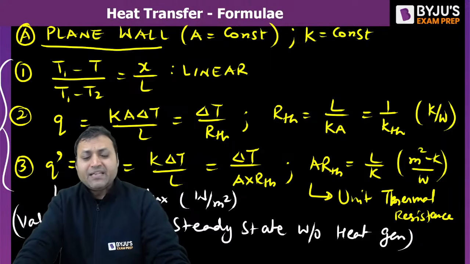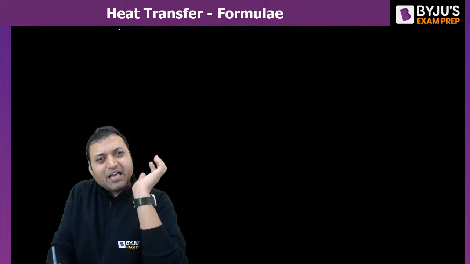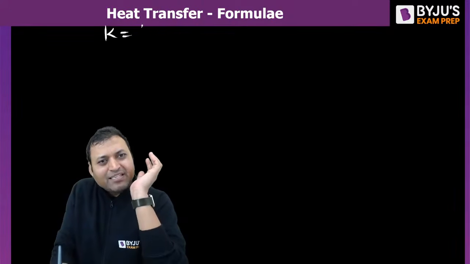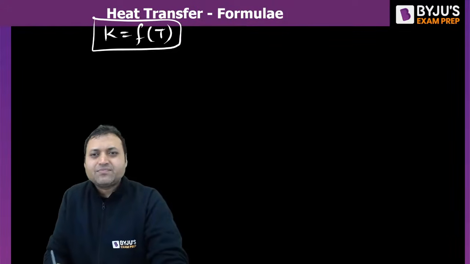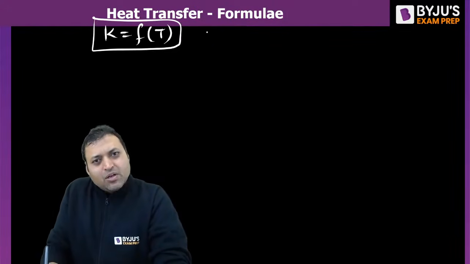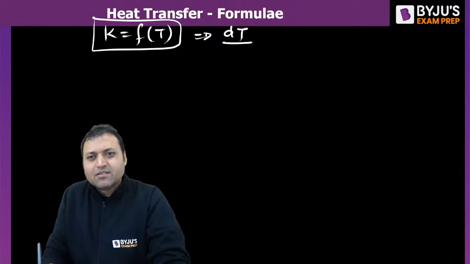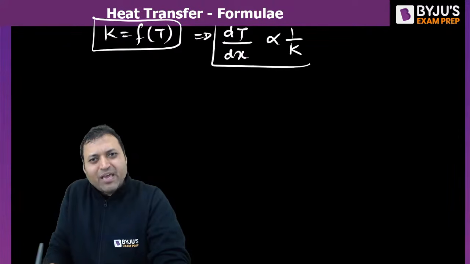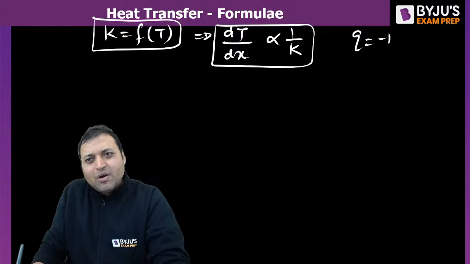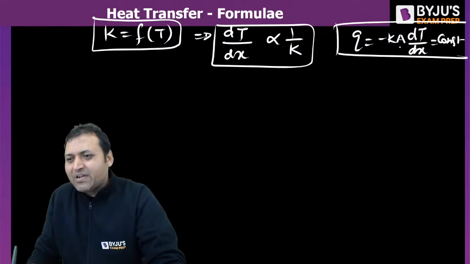Now, if the thermal conductivity is variable, as we know, K is a function of temperature. So dT by dx will be inversely proportional to K, isn't it? Because Q is equal to minus K A dT by dx, and Q will remain constant. So dT by dx is inversely proportional to K.